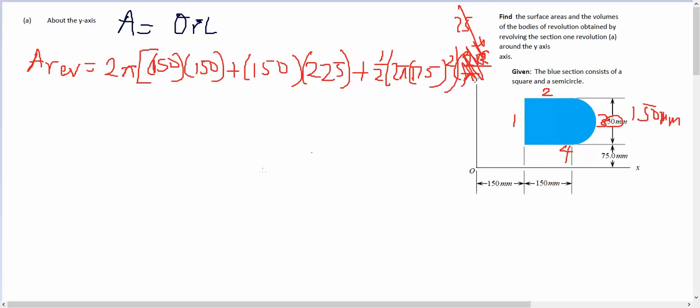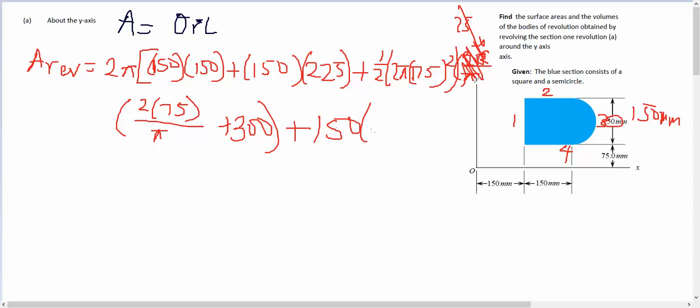Since it's 2r over pi, and it's 300 from 0, we need to add, I'm going to write this down here. So this is 2r over pi. Then we need to add an additional 300, the distance here. And the fourth line is a length of 150 and has a centroid of 225.